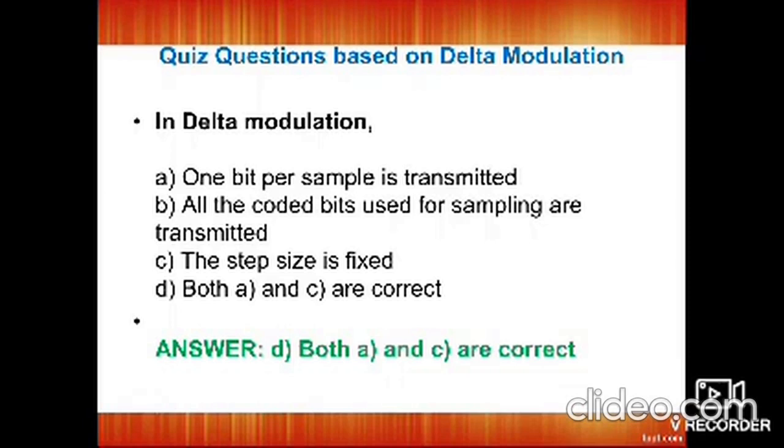That is the case in PCM. So A and C are correct. The answer given in D is that A and C are correct. So the correct answer here is D, both A and C are correct.